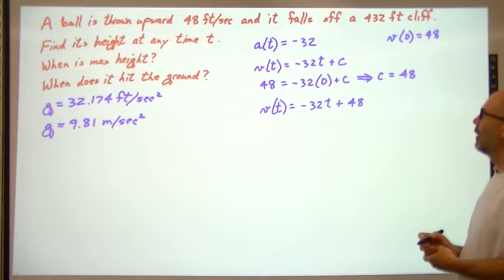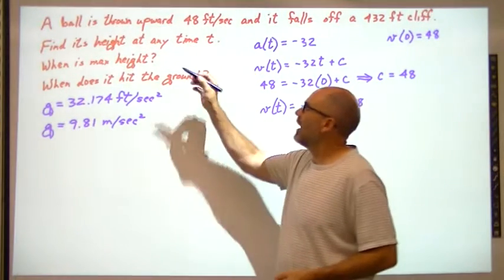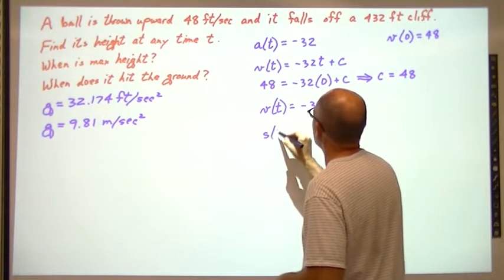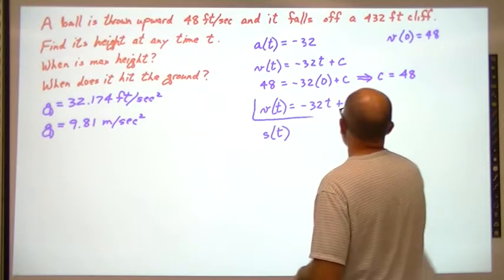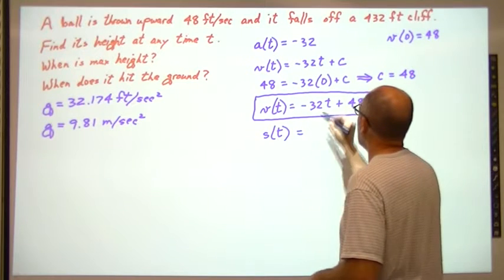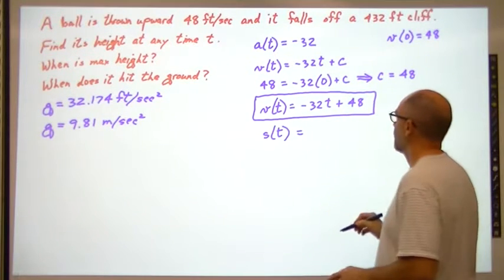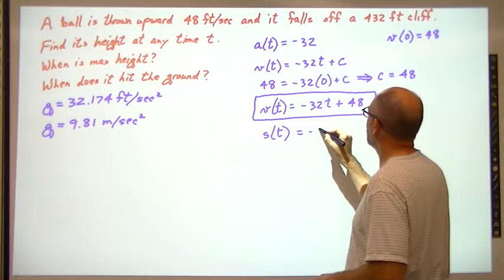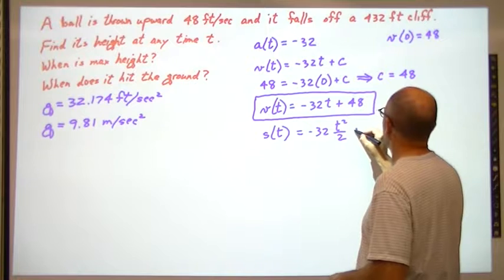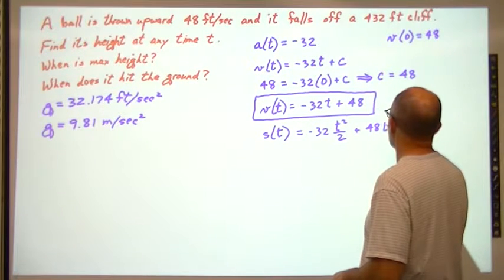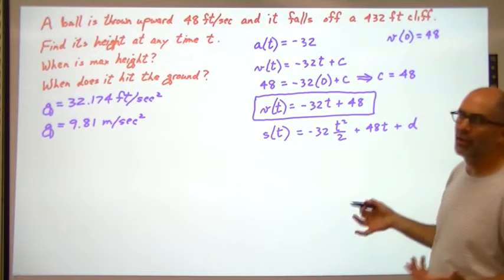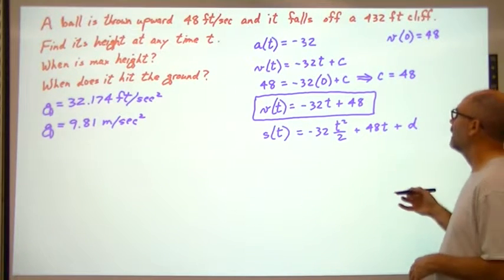Now, let's just go on. Let's go ahead and get displacement. But let's package this because we're going to need this later. Displacement then is going to be the antiderivative of velocity. So that's negative 32 t squared over 2 plus 48t plus d, because it's a second constant. You could call it c sub 1 or c sub 2 also.